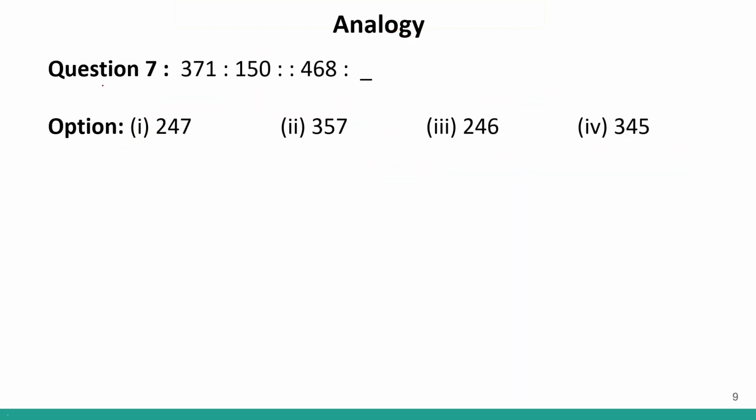Okay. Question number 7. Again I see bigger digits. These are 3-digit numbers. So let me check the sum or the difference first. Between the first pair, 371 and 150, what is the difference? 1, 2, 2. So basically if I subtract 221 from 371, I will get 150.